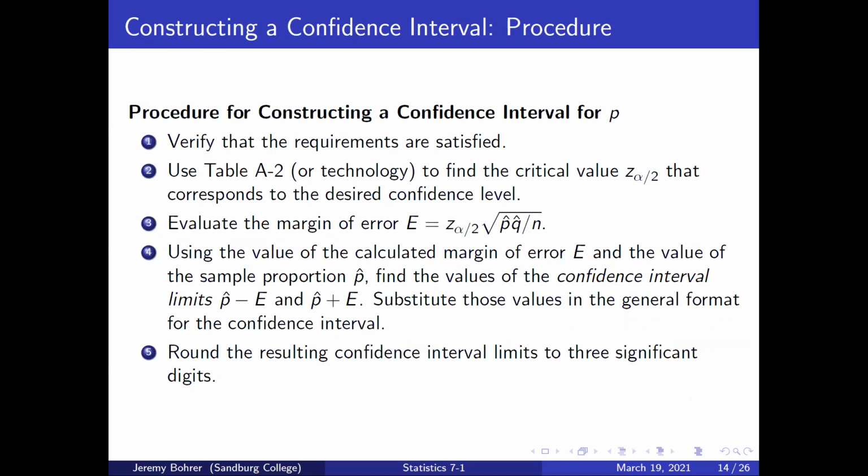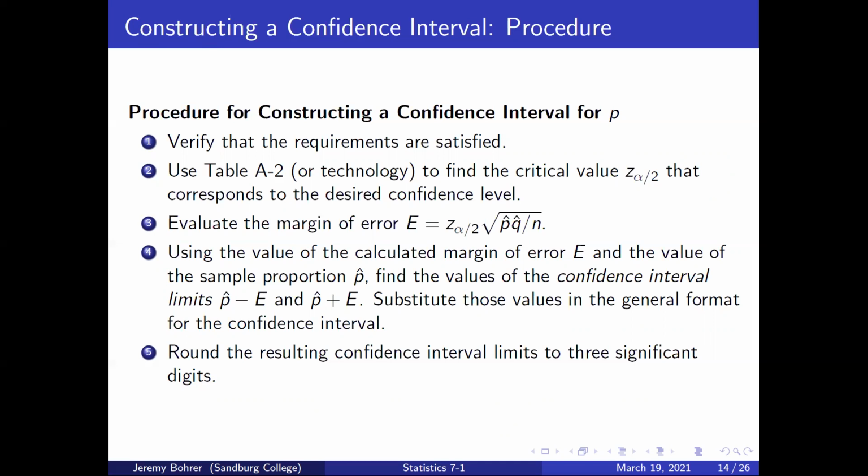Procedure for constructing a confidence interval for p. First, verify that the requirements are satisfied. Second, use table A2 or technology to find the critical value z sub alpha over 2 that corresponds to the desired confidence level. Third, evaluate the margin of error, E equals z sub alpha over 2 times the square root of p hat times q hat over n.